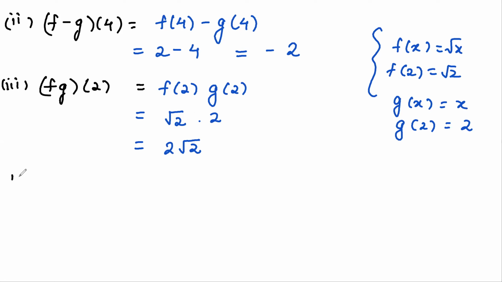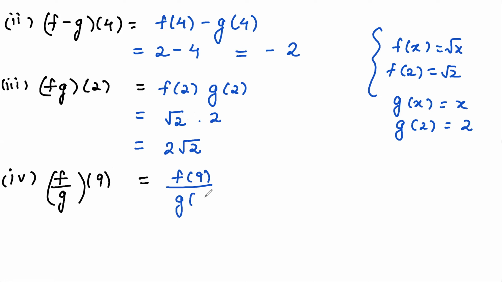Let's find out what will be f by g of 9. According to the definition, it will be f of 9 by g of 9, right? So f of 9 is root of 9, g of 9 is 9. So this becomes 3 by 9. That gives you 1 by 3. That is your answer.